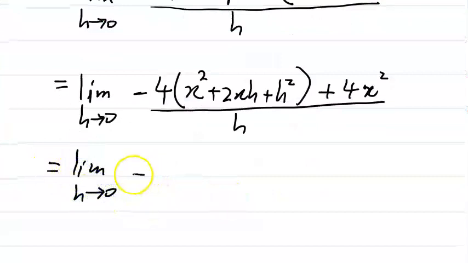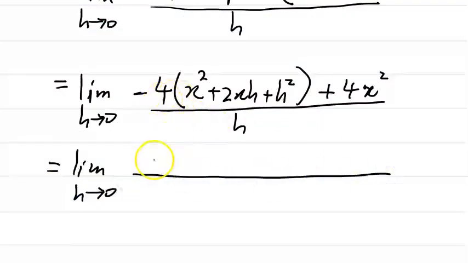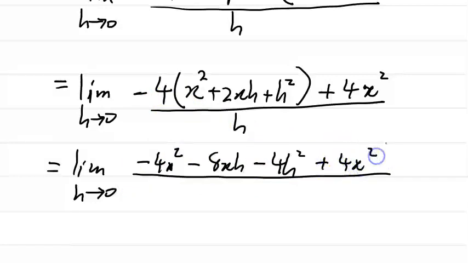Okay, so now we're going to take minus 4 into the brackets. Minus 4x squared minus 8xh minus 4h squared plus 4x squared. Okay, so that's what we are left with there, all over h. So you can clearly see now that we can cancel minus 4x squared and plus 4x squared, which leaves us now to remove h as a common factor there.